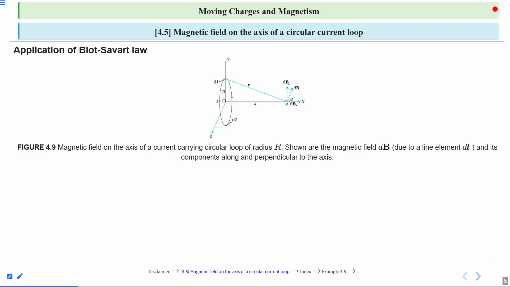So the radius of this circular loop is capital R. Shown is the magnetic field dB. What is dB? It is the magnetic field due to a small line element dl, and its components along and perpendicular to the axis. So dB is shown at point P on the axis of the circular loop, and its components along the axis and perpendicular to the axis are shown.